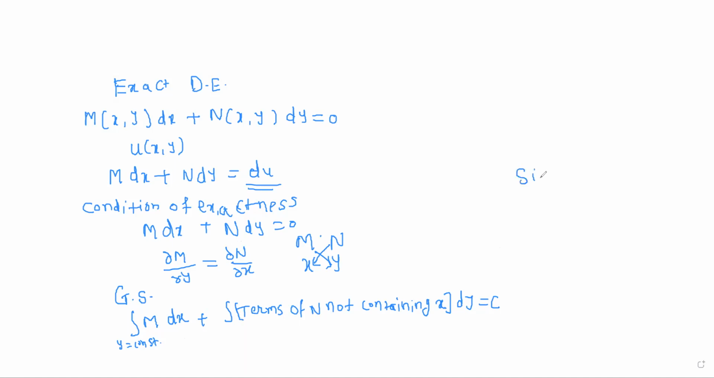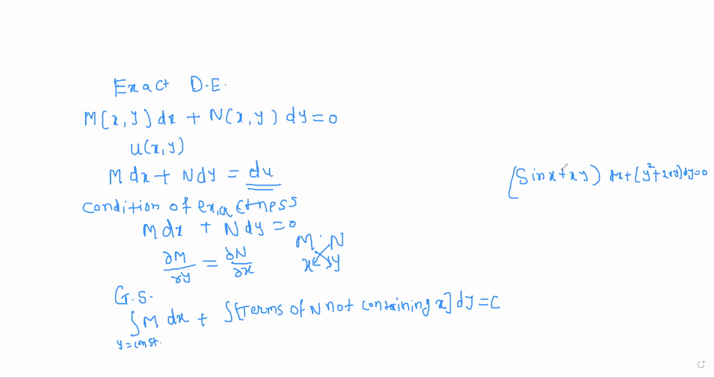For example, if you're having a differential equation like this, suppose you are having (sin x plus xy) dx plus (y square plus 2xy) dy is equal to 0. Suppose this is a differential equation and suppose this is exact. I don't know whether it is exact or not for now. I have just taken a random example.